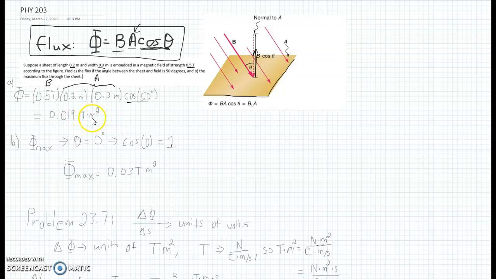So that is the unit of flux, right? Because we're looking at the total amount of magnetic field that is penetrating an area. So it's field times area, or Teslas times square meters.